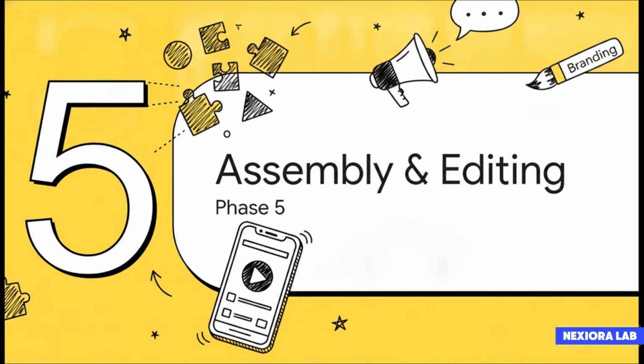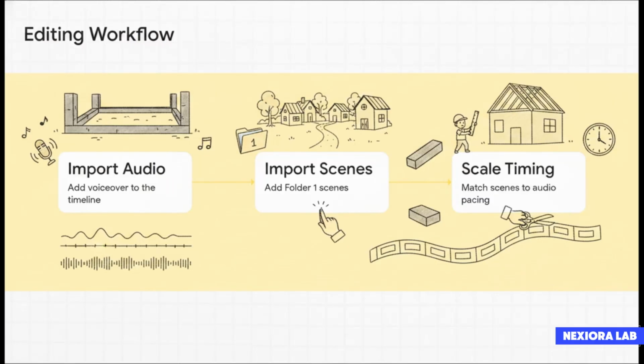This is the most critical phase, where we combine all those neatly organized puzzle pieces using an app like CapCut. Actually, think of your editing timeline kind of like building a house. Step 1 is pouring the foundation, which is your audio. So import your voiceover first. Step 2, you start bringing in your visual blocks, but only import the scenes from folder 1, your village location, just to start.